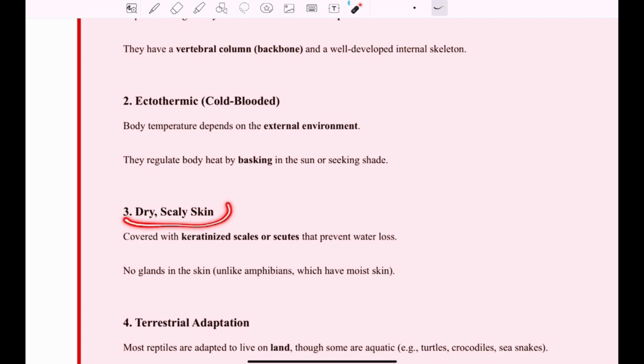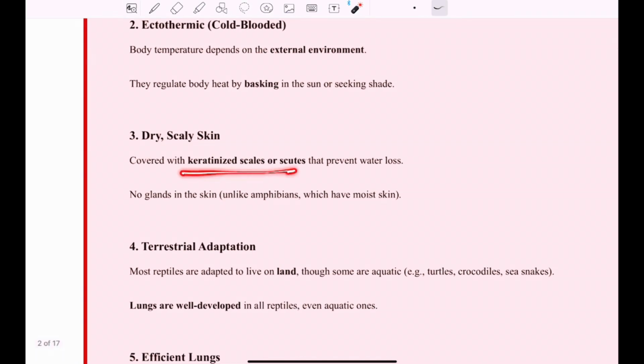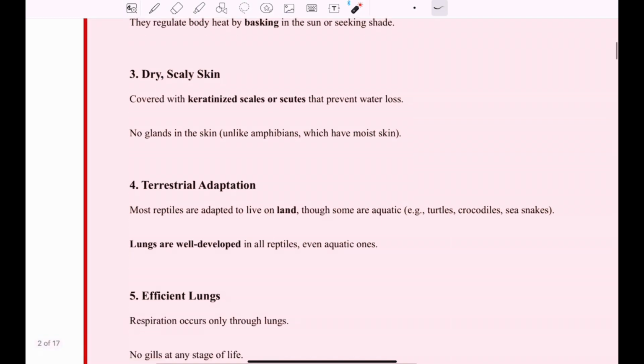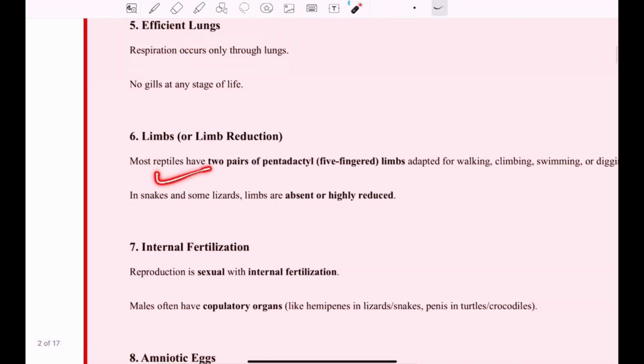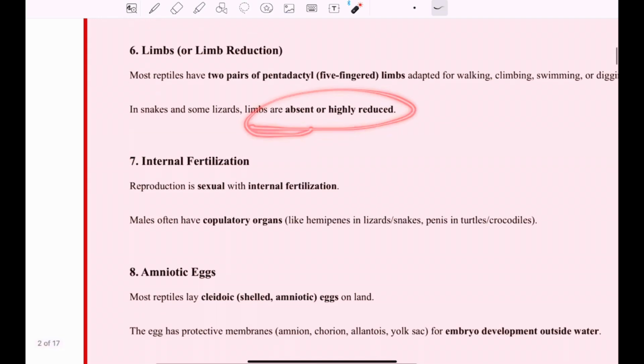They have dry and scaly skin. They have keratinized scales or scutes. They do not have glands like the amphibians. They have terrestrial adaptations. For example, they have well developed, efficient lungs. They even have limbs which are stronger as compared to the amphibia. The limbs are pentadactyl. They have two pairs of pentadactyl limbs, and these limbs are adapted for walking, climbing, swimming, digging. And in some snakes and lizards, the limbs are absent or highly reduced.